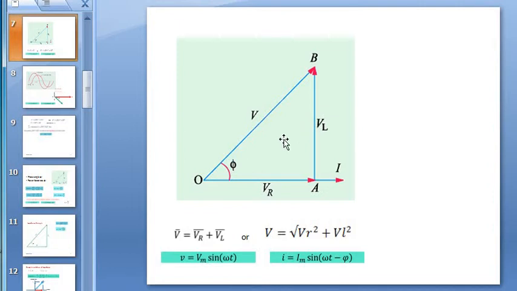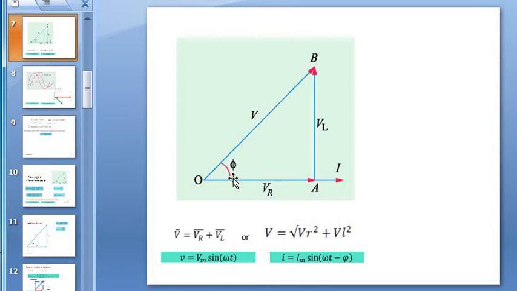From this phasor diagram, we can observe that the total voltage is leading the total current by some angle. That angle is called the phase angle phi. The voltage is leading the current by angle phi, or in other words, we can say the current is lagging behind the voltage by some angle phi.